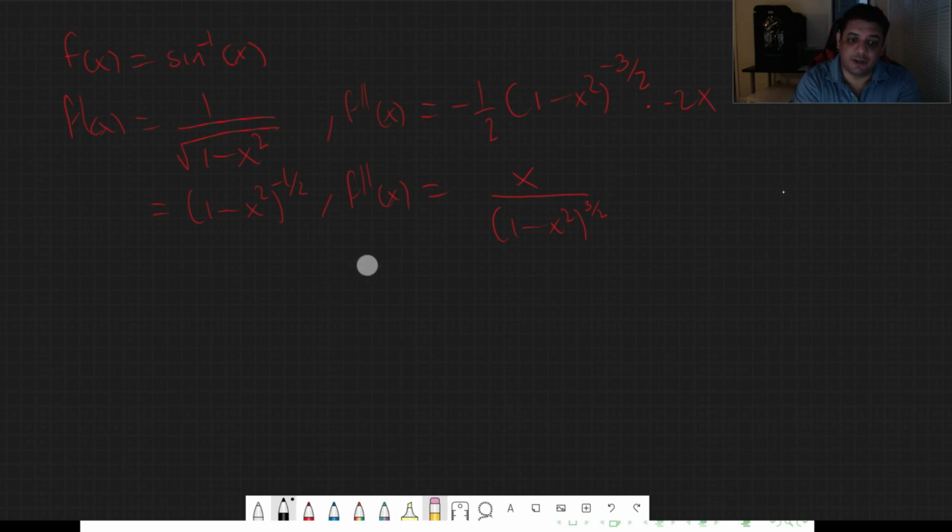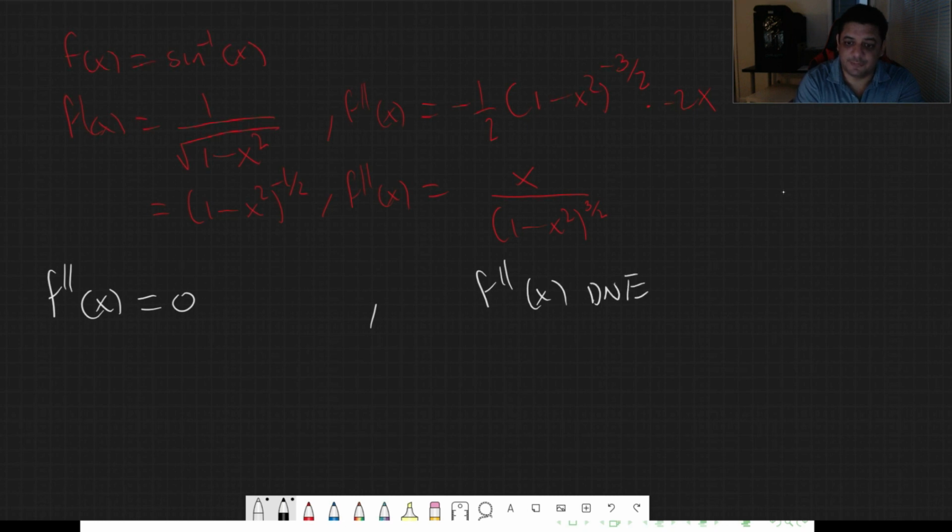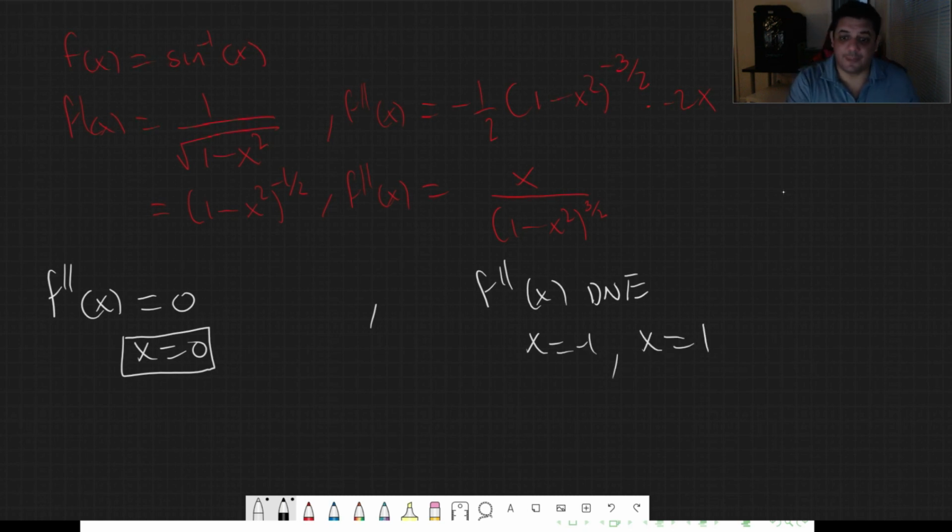Now once we're here, what we're going to do is find the possible points where f2 prime is 0 or f2 prime of x does not exist. And so clearly f2 prime of x equals 0 is going to happen at x equals 0. And f2 prime of x does not exist is going to happen where 1 minus x squared is 0. So that happens at x equals minus 1 and x equals 1. So we have those possible inflection points.